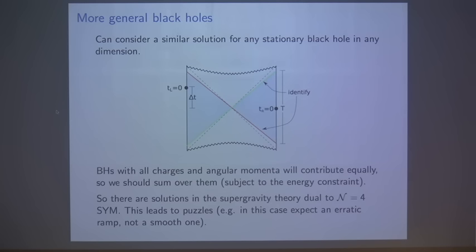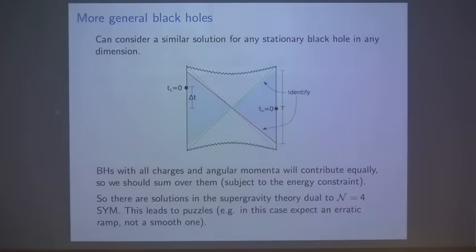This actually seems reasonable because in a theory with global symmetry, in each symmetry sector, you'll have an independent set of energy eigenvalues. The full ramp of the theory will be a sum of ramps for each of those sectors. So there would be solutions in the supergravity theory dual to N equals 4 super-Yang-Mills, and this leads to some puzzles in exactly how we're supposed to interpret these solutions. For example, in the case of N equals 4 super-Yang-Mills, we expect an erratic ramp, like that extremely wiggly red curve from the beginning, not a smooth one that would be produced, at least naively, by this kind of saddle.